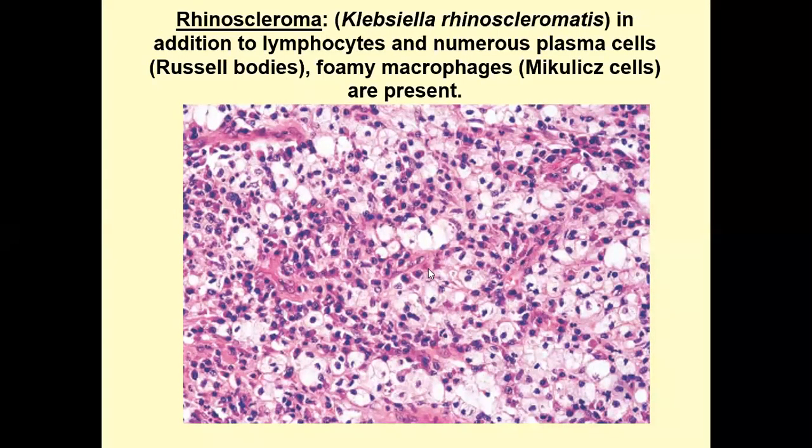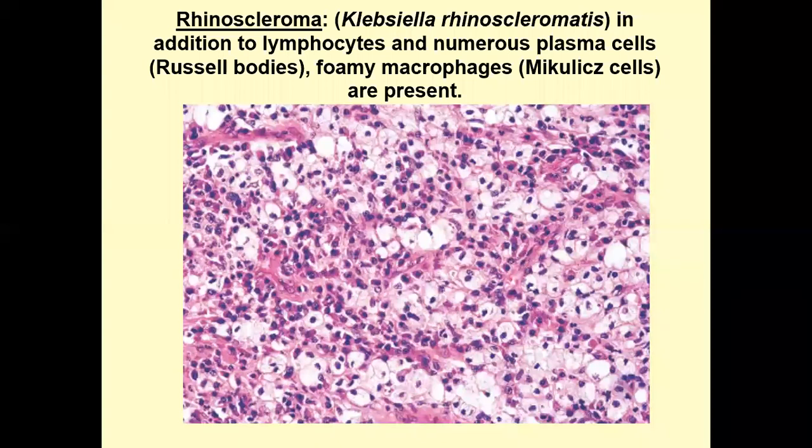Rhinoscleroma. Rhinoscleroma is an example of midline granuloma. You may be asked in an exam or in clinical spotting about midline granuloma. In addition to rhinoscleroma, the other causes of midline granuloma are Wegener granulomatosis and mucocutaneous leishmaniasis.